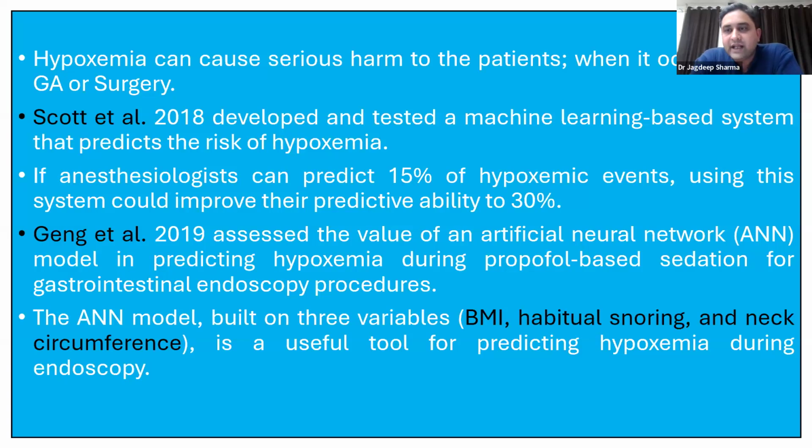Zhang et al. in 2019 used an artificial neural network model in predicting hypoxemia during propofol-based sedation for gastrointestinal endoscopic procedures, and they found that three variables were important in predicting hypoxemia: your BMI, habitual snoring, and the neck circumference.